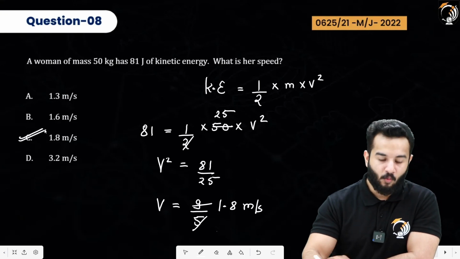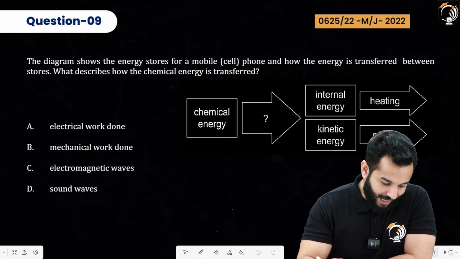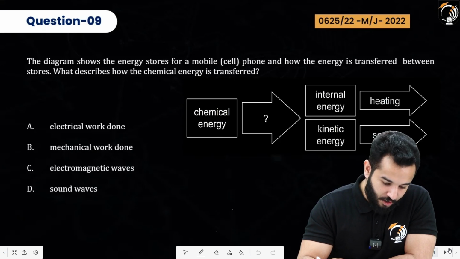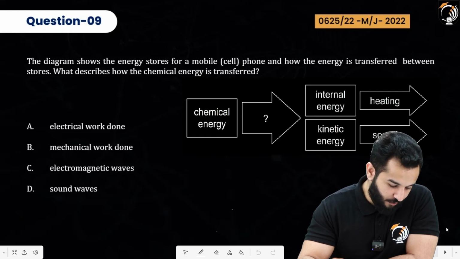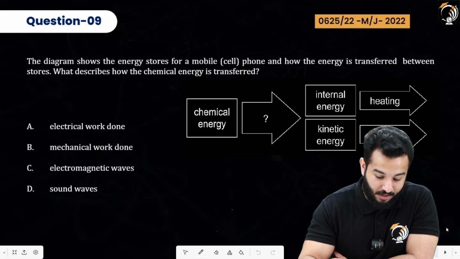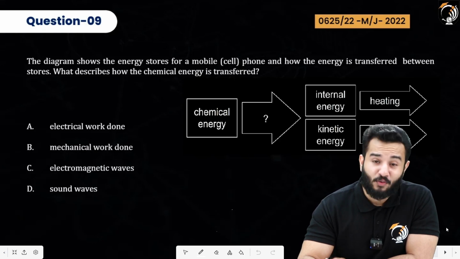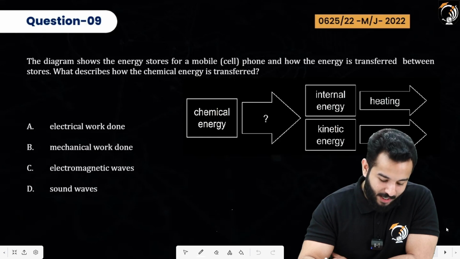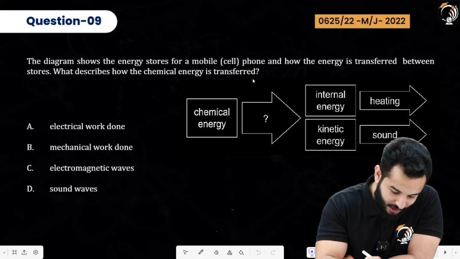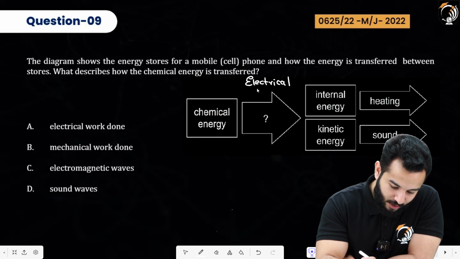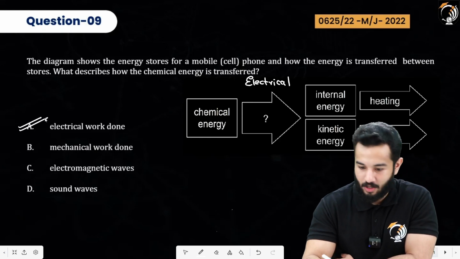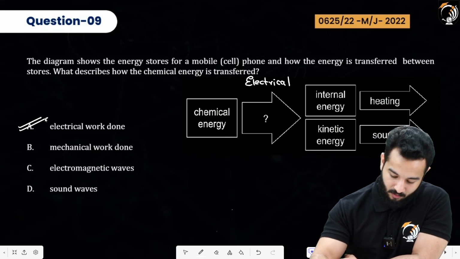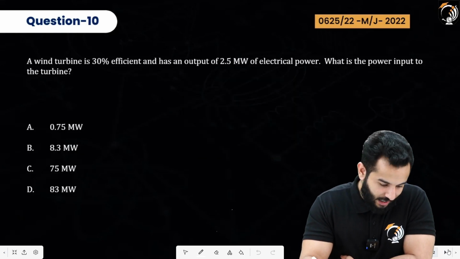Option C. Moving on. Question 9 says the diagram shows the energy stores for a mobile cell phone and how the energy is transferred between the stores. What describes how the chemical energy is transferred? So this is for a mobile phone, right? Chemical energy will be transferred into electrical energy, because that's what a battery is for, right? So it will be transferred into electrical work done and then so on. So now this is very important. By the way, this is sound. Having said that, let's move to the last one.